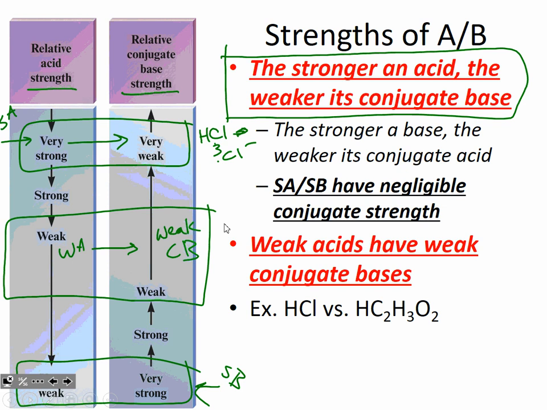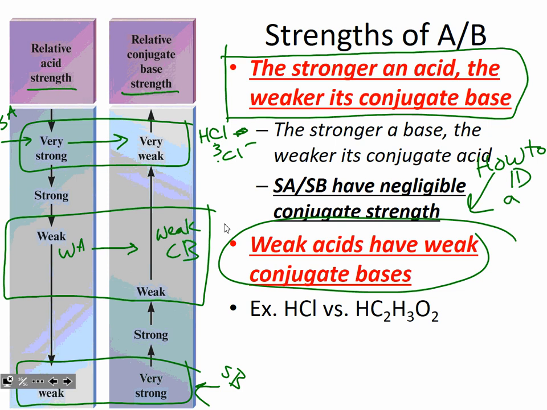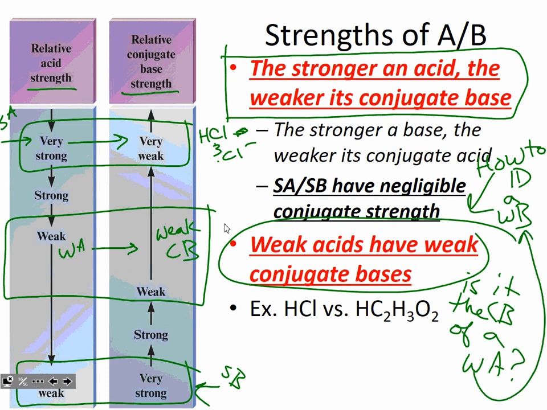This is how you know if you have a weak base. This is how you identify a weak base. Is it the conjugate base of a weak acid? If so, it is a weak base. HCl versus acetic acid. HCl is a strong acid. Acetic acid is a weak acid.